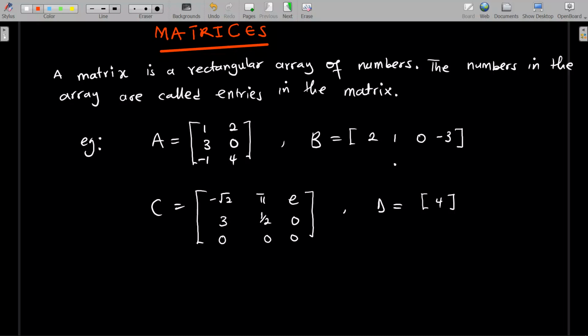Welcome to this episode of our matrix lessons. So this takes you through the introduction to matrices and the very few things you're supposed to know about matrices.